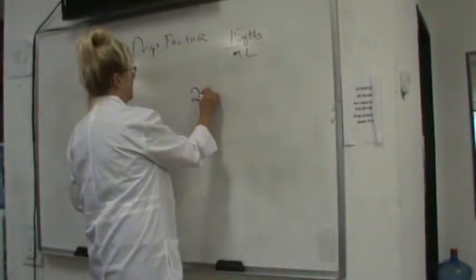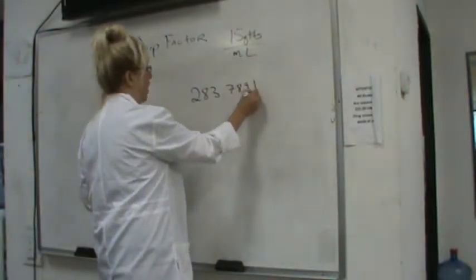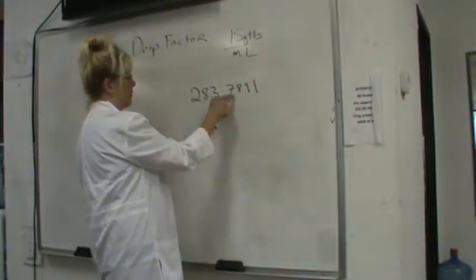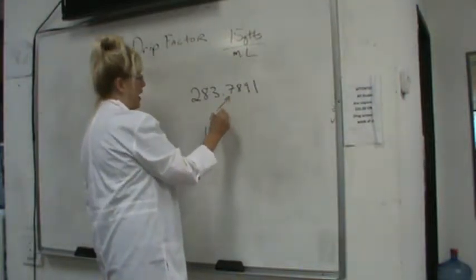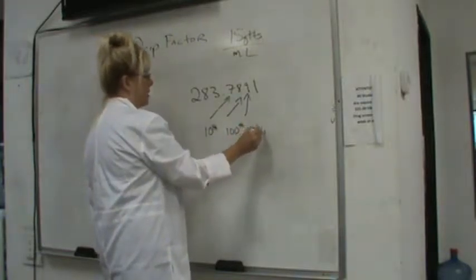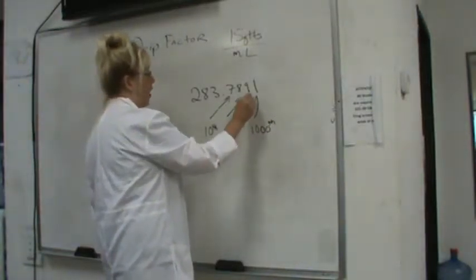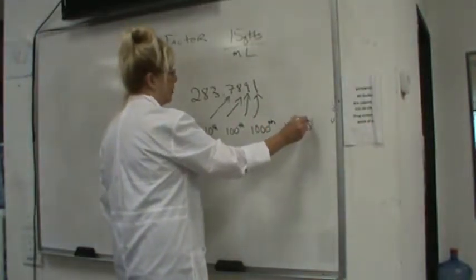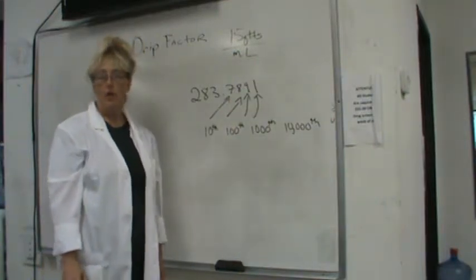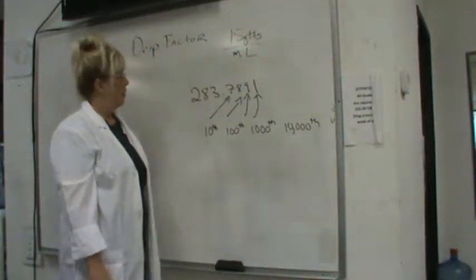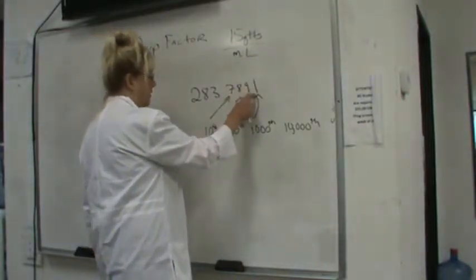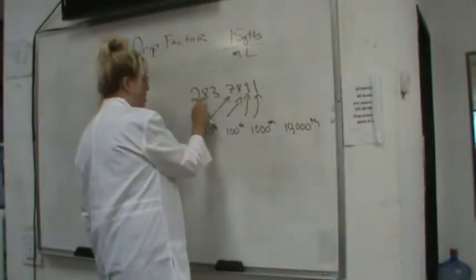So 283.7891. Let's take a look at this. 7 is the tenths place because it's to the right of the decimal. 8 is the hundredths place. 9 is the thousandths place. 1 is the 10,000ths place. We're getting smaller, smaller, smaller. Do you see what I'm saying? So without the decimal, it would be the ones place, right? If I took this decimal away, this would be ones, tens, hundreds, thousands, 10,000s, 100,000s.